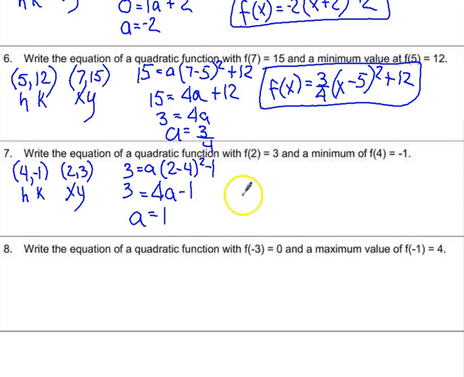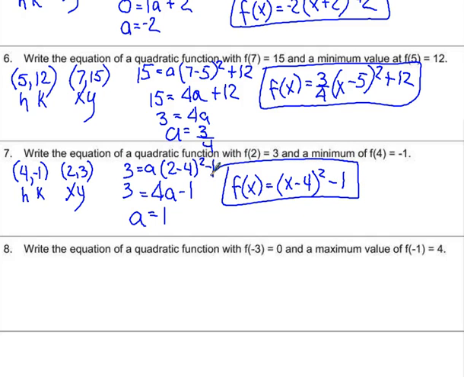Plug our information into the vertex form of the equation, and we get f of x is equal to x minus 4 quantity squared. Whoops. Quantity squared. I'm going to erase that so it looks better. Let's get the eraser. There we go. X minus 4 quantity squared minus 1. All right.